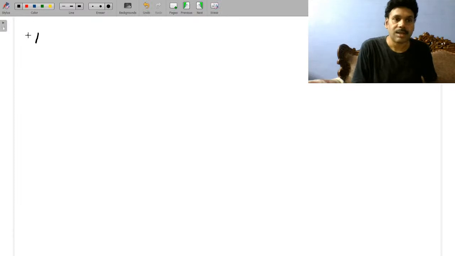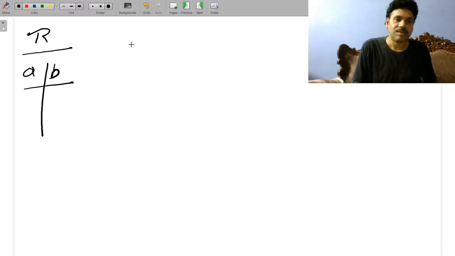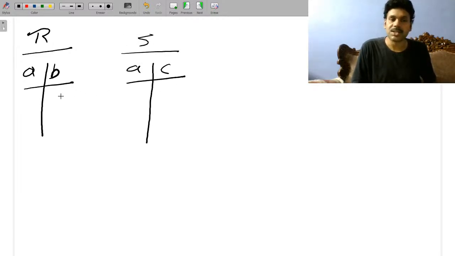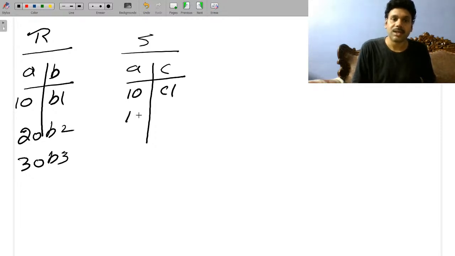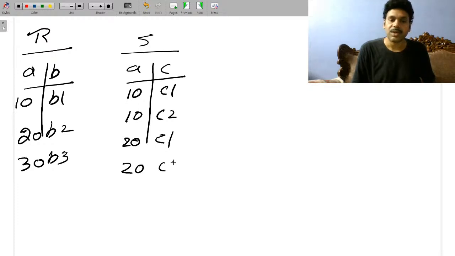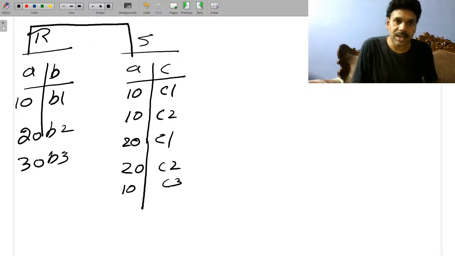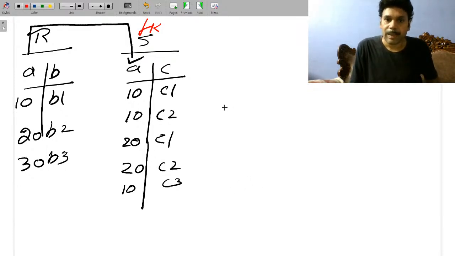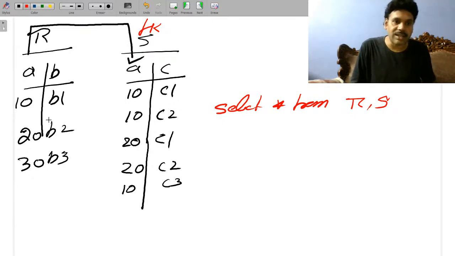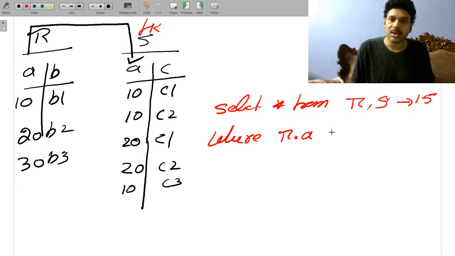Next one, there is R which consists of A, B, and S which consists of A, C. R has 10 B1, 20 B2, 30 B3. S has 10 C1, 10 C2, 20 C1, 20 C2 and 10 C3. This A in S is a foreign key here. Please observe now. Select asterisk from R comma S. If I leave it like that, 3 into 5, you will get 15 tuples, where R dot A not equal to S dot A.